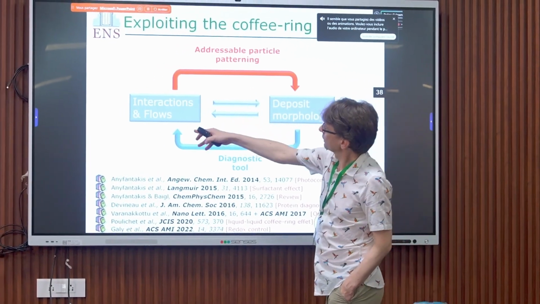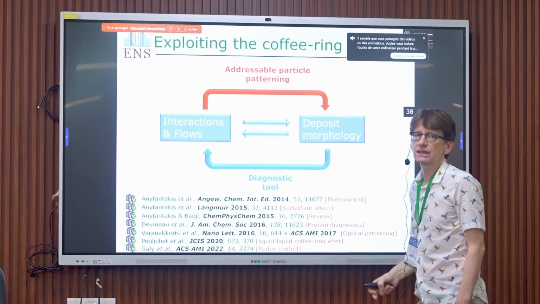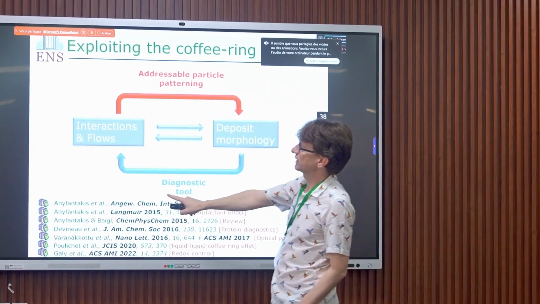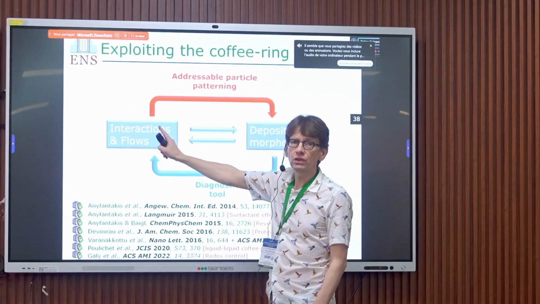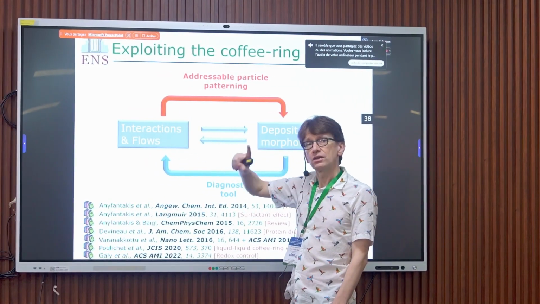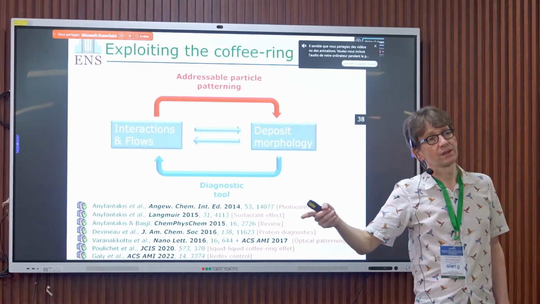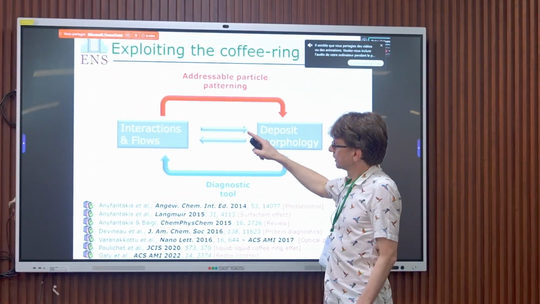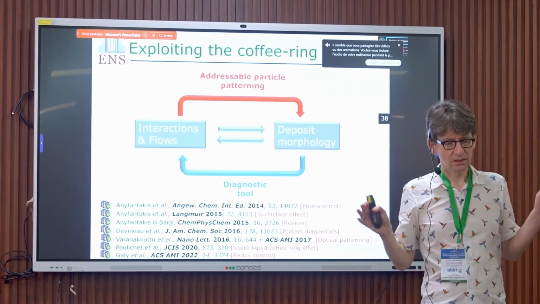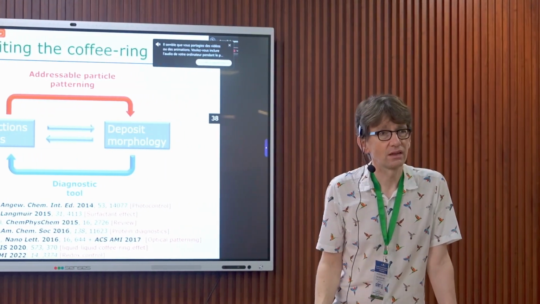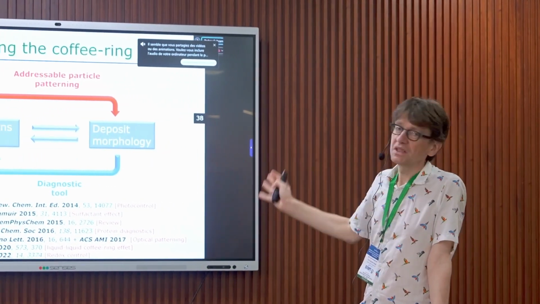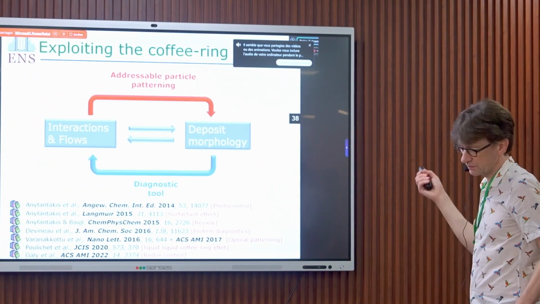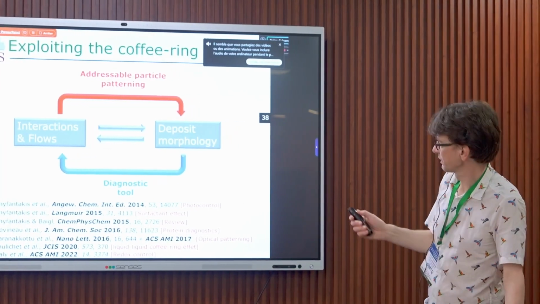But I also show that because you have this effect, you can do the other way around. You can look at a pattern to understand what happens inside your drop. And if you talk about interactions, then you can know what happens inside your drop, and you can make a diagnostic. And in terms of interactions and flows, I try to show that it's quite interesting to target interfaces again. So interfaces are really cool. Again, everything we did was at interfaces, and we can have a lot of cool and interesting behavior with light, with diagnostics, with redox, and so on and so forth.